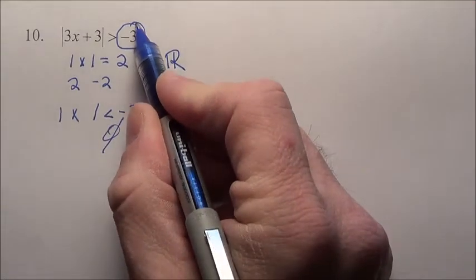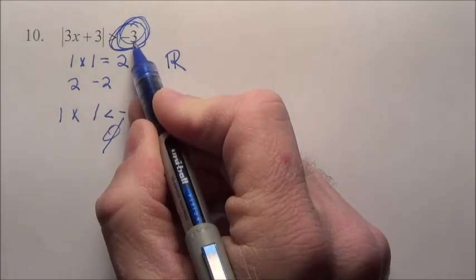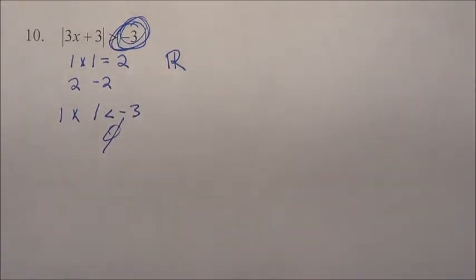The key is, as soon as you see this negative 3 over here, or a negative number, you've got to realize, wait, this is a special case. There's problem 10. The answer to problem 10 is all real numbers.